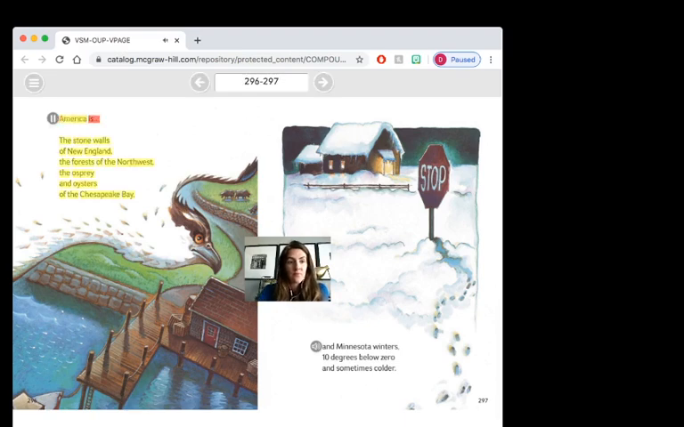America is the stone walls of New England, the forests of the Northwest, the osprey and oysters of the Chesapeake Bay.